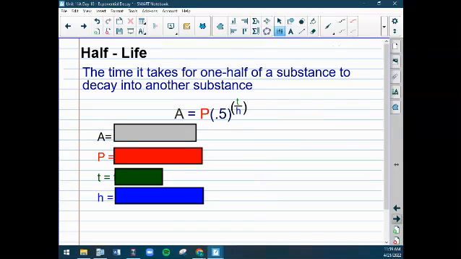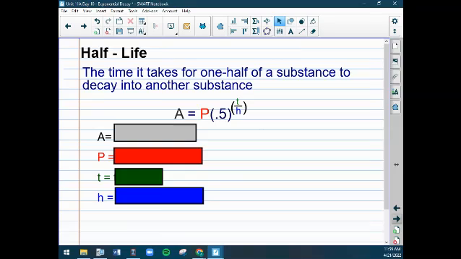Okay, so another application of exponential decay, kind of just like with growth we did compound interest, with exponential decay we do half-life. Half-life is the time it takes for 1/2 of a substance to decay into another substance. So you may see this in chemistry. You think about half-life, substances decaying over time.